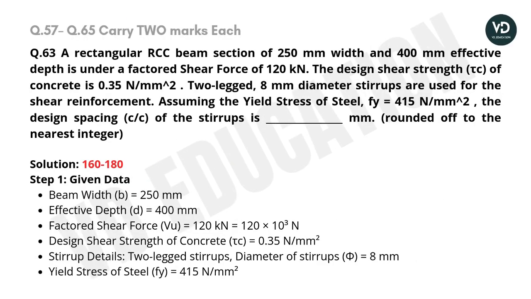Question number 63. A rectangular RCC beam section of 250 mm width and 400 mm effective depth is under the factored shear force of 120 kN.